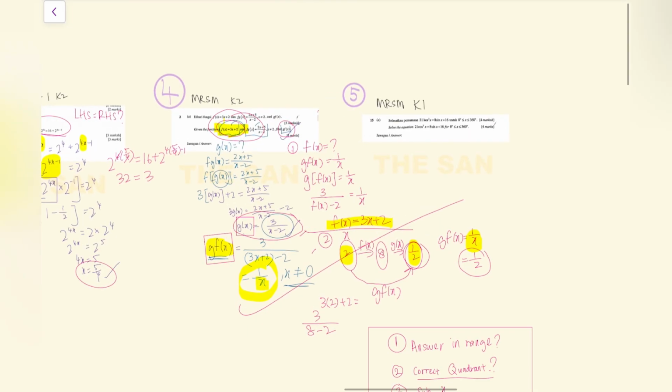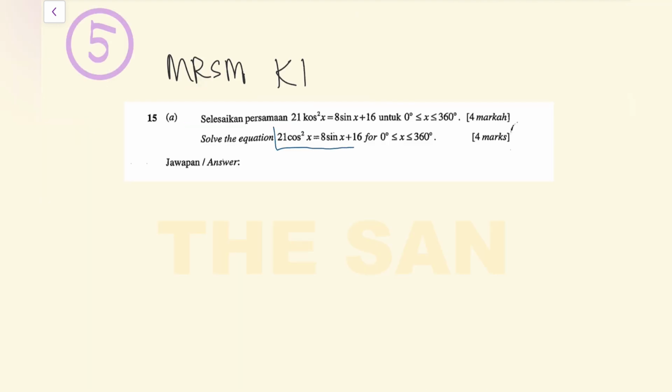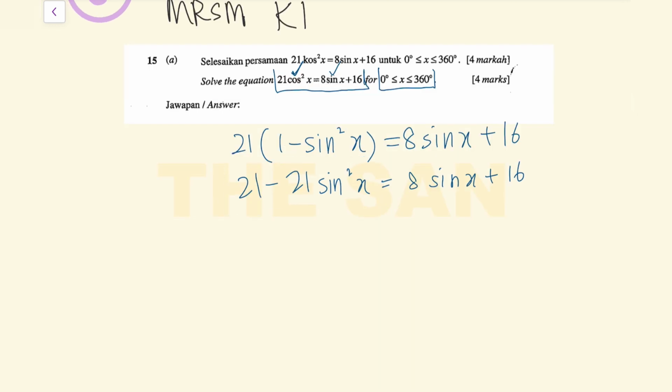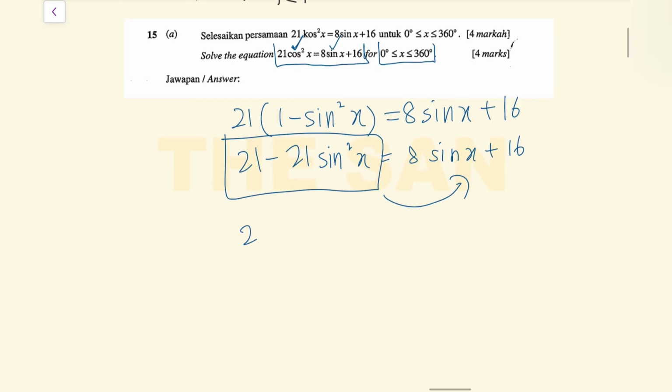So now the next question. Solve the equation of this for 0 to 360. So I can do like this and then equal to like this. Okay, so from here I see that we can form a quadratic equation, right? So 21 minus 21 sin squared. So now I want to throw everything at the left hand side to the right hand side. So 21 sin squared x minus 5. Okay. So this is the quadratic equation that I found.